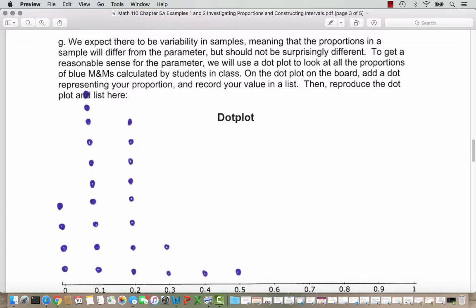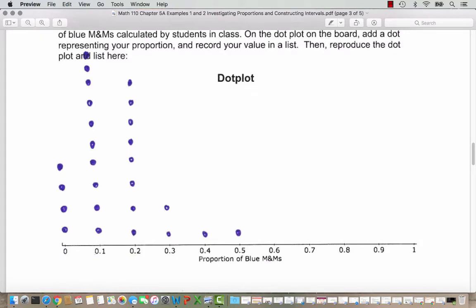To get a reasonable sense for the parameter, we will use a dot plot to look at all the proportions of blue M&Ms calculated by students in a class. So here I have reproduced a dot plot from a previous class where students were able to count out M&Ms in person. In this dot plot, we see the proportion of blue M&Ms ranged from 0, meaning no blue M&Ms in their sample, all the way up to 0.5, meaning 5 out of 10 M&Ms in their sample were blue. And then we see peaks here at 0.1 or 1 out of 10 and 0.2 or 2 out of 10. Those were the most common values in this class.